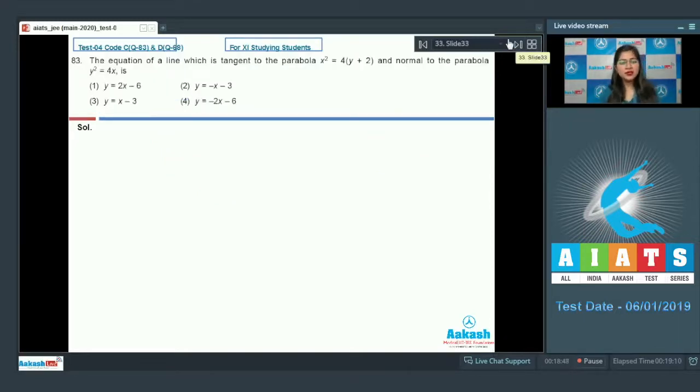Next is question number 83, that is, the equation of a line which is tangent to the parabola x square equal to 4 times (y plus 2) and normal to the parabola y square equal to 4x is.